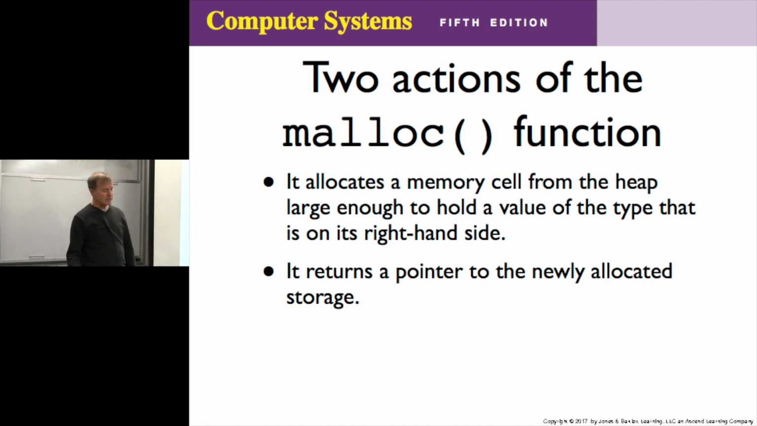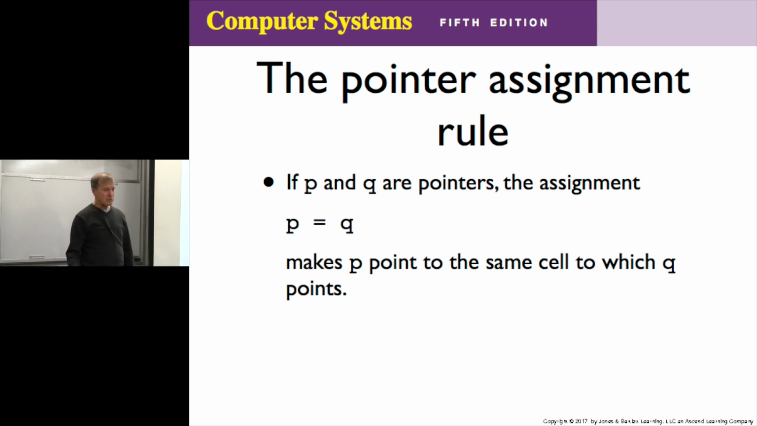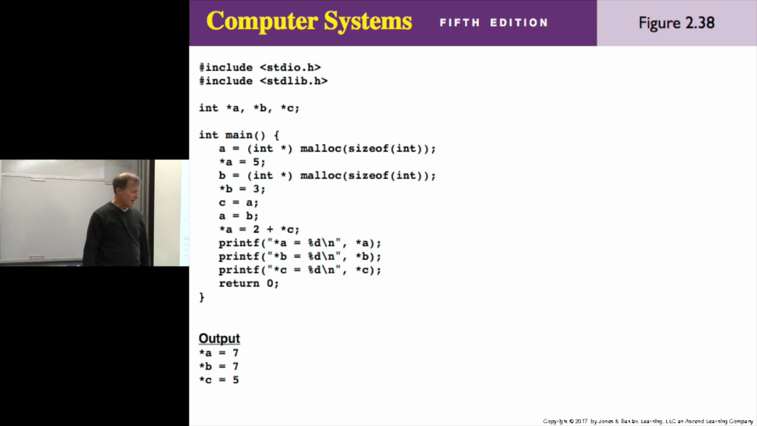And so just like with new, and I assume you've done pointers before, in C, malloc allocates a memory cell from the heap large enough to hold a value of the type that is on its right-hand side, so you have to specify the type. And then it returns a pointer to the newly allocated storage. And then I assume you know how pointer assignment works. If you say P gets Q, that makes P point to the same thing that Q points to. So that's pointer assignment. And here is a little nonsense program to show how it works.